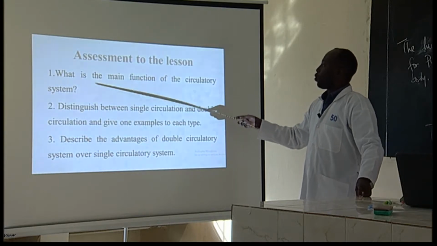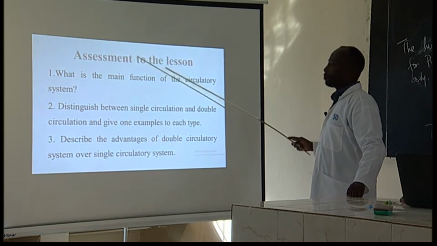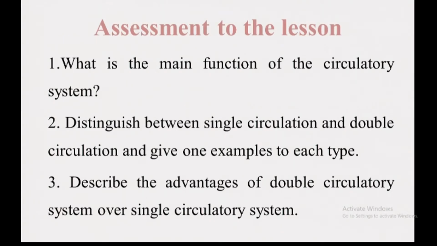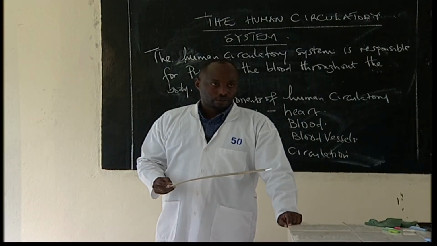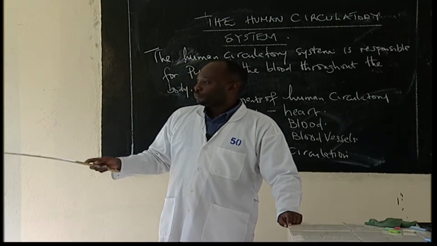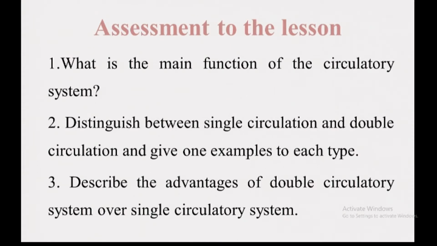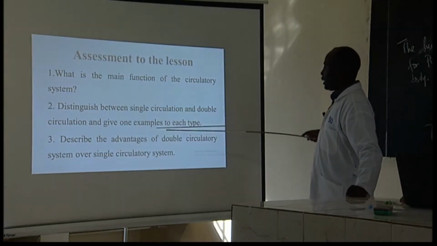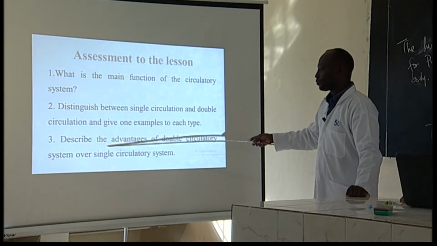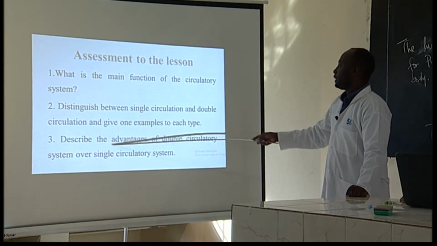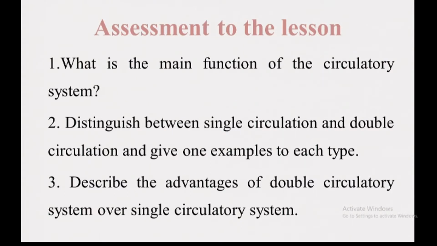Number 1: what are the main functions of the human circulatory system? Number 2: distinguish between single circulation and double circulation, and give one example of each type. Students, I think you are getting what I am saying. These things are very important. Try to give some examples of single and double circulation, and how they differ. Number 3: describe the advantages of a double circulation over a single circulation.